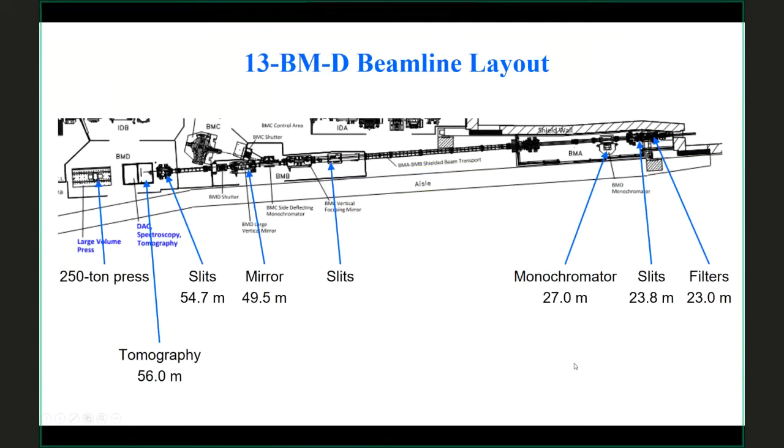Okay, so this is a blow up of the layout of the beam line. Showing that up here is where we have these water-cooled filters. Then there's a slit, water-cooled slit. This is that silicon 111 double crystal monochromator. It's about 27 meters from the source. Then we have another set of vertical slits here. This is that vertical focusing or defocusing mirror. A final set of slits in the station, and I'll show those to you on my phone in a little while. This is the table where we do the tomography experiments, and then this is the 250-ton press at the back of the hutch.